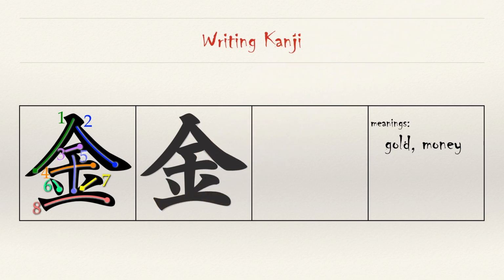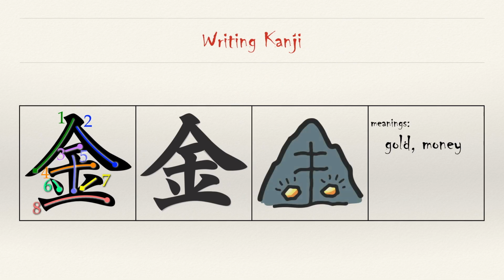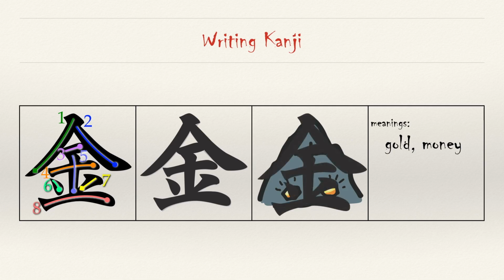The pictograph here may have started as a rock with cracks in it that are about to reveal a couple nuggets of gold. Aren't you glad these images have been simplified with time? The on reading is kin. You should already know the kun reading, kane. Kanji are more complicated than kana characters, so we'll cover fewer in each video. Please take some time to review and write these characters. Do as much as possible from memory. Once you have them pretty well memorized, move on to video 2.